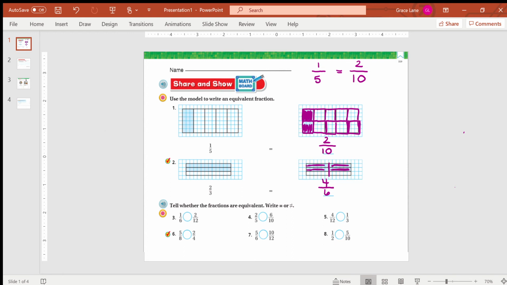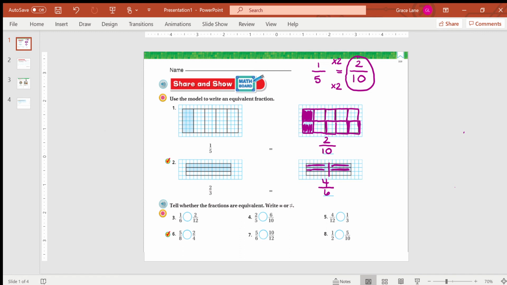You might see that all you were doing is you're doubling or multiplying by 2. If you do 1 times 2, you get 2. 5 times 2 is 10. So because they're both multiplied, the numerator and the denominator are both multiplied by 2, I know that 2/10 is equal. So another way to make equivalent fractions is by picking a factor. In this case, I chose 2, and multiplying the numerator and the denominator by that same number, and it'll make an equal fraction.